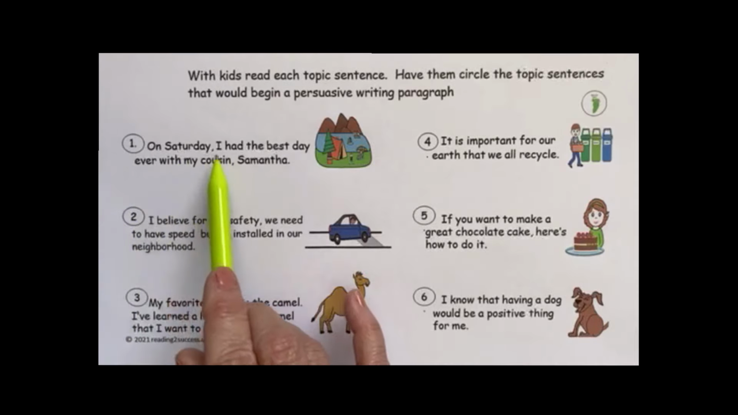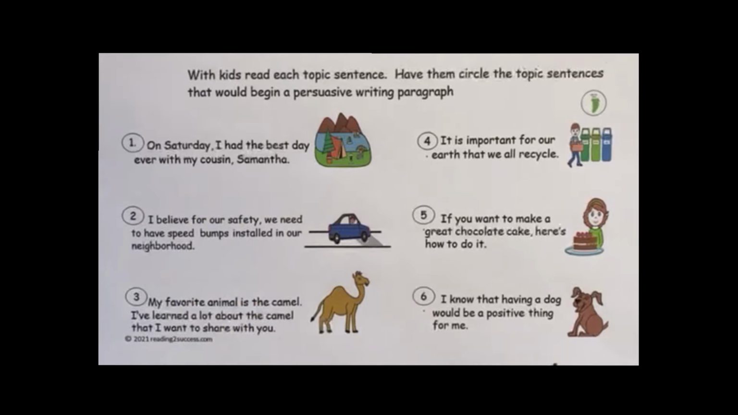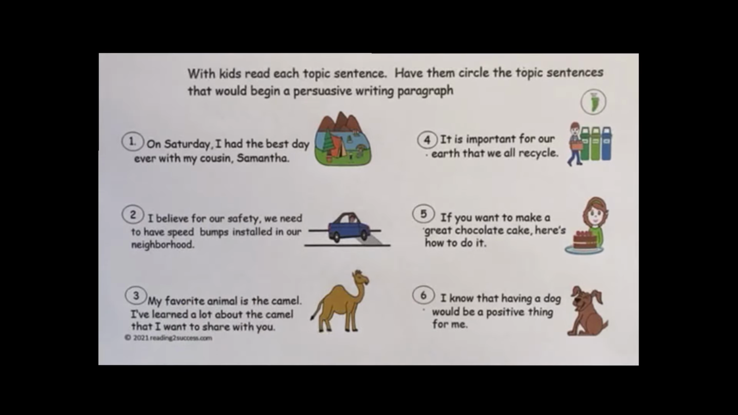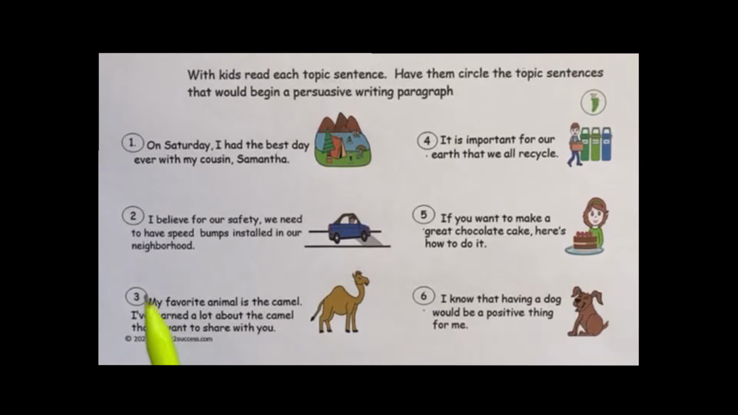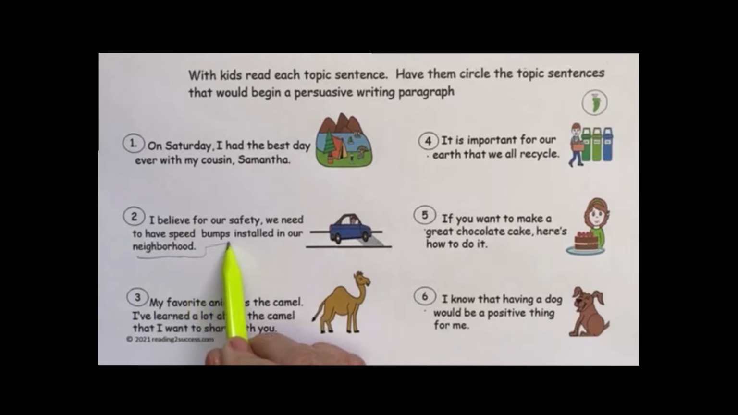On Saturday, I had the best day ever with my cousin Samantha. Ask, is the writer trying to convince me of anything? The answer is no. So we are not going to circle it. Let's go to the second one. I believe for our safety, we need to have speed bumps installed in our neighborhood. Question, is the writer trying to convince us of anything? Yes. They are trying to convince us that speed bumps are needed in their neighborhood. So we are going to circle this.